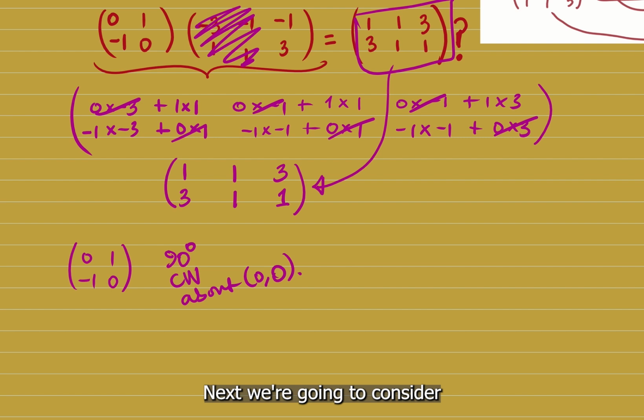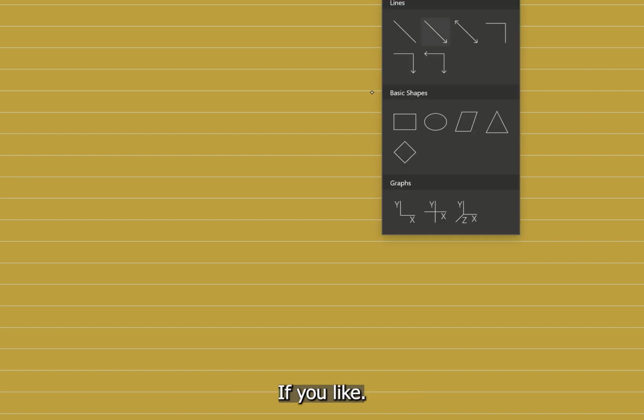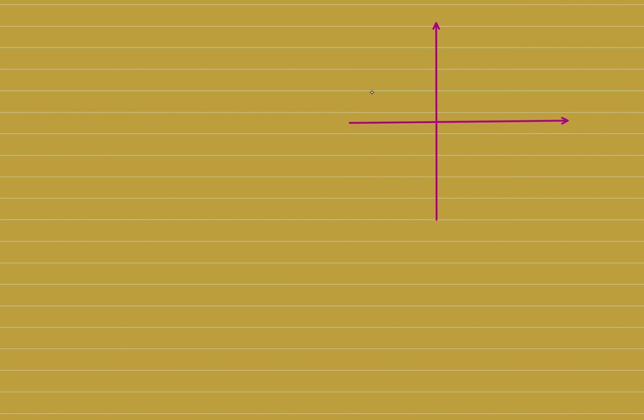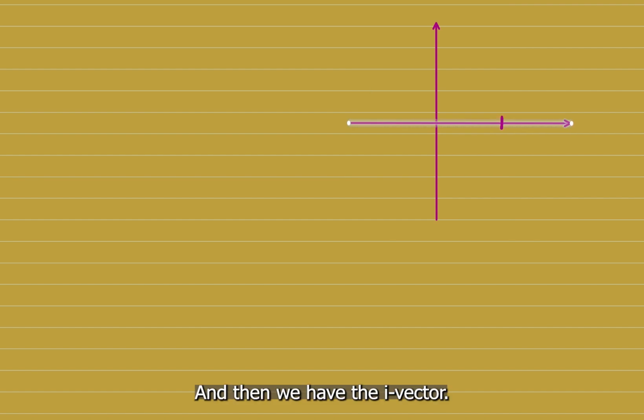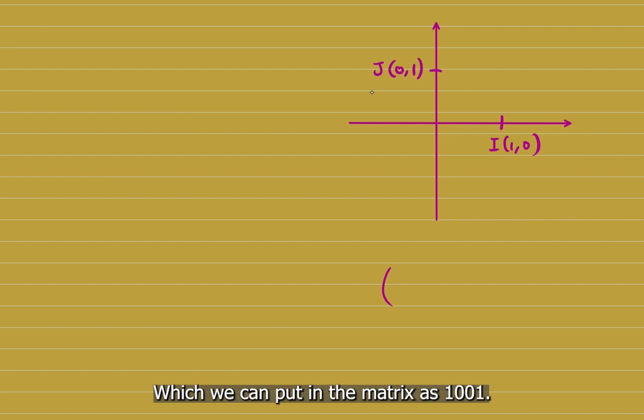Next, we're going to consider what the matrix 90 degrees anti-clockwise about the origin will look like. Again, we begin with the base vectors. If you remember, we have the axis, or your Cartesian plane if you like, and then we have the i vector and then the j vector. Which we can put in a matrix as 1, 0, 0, 1.